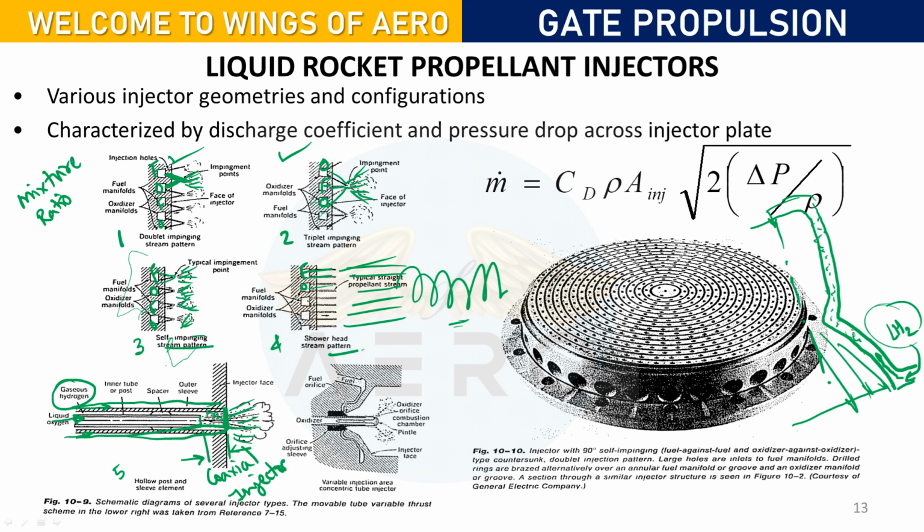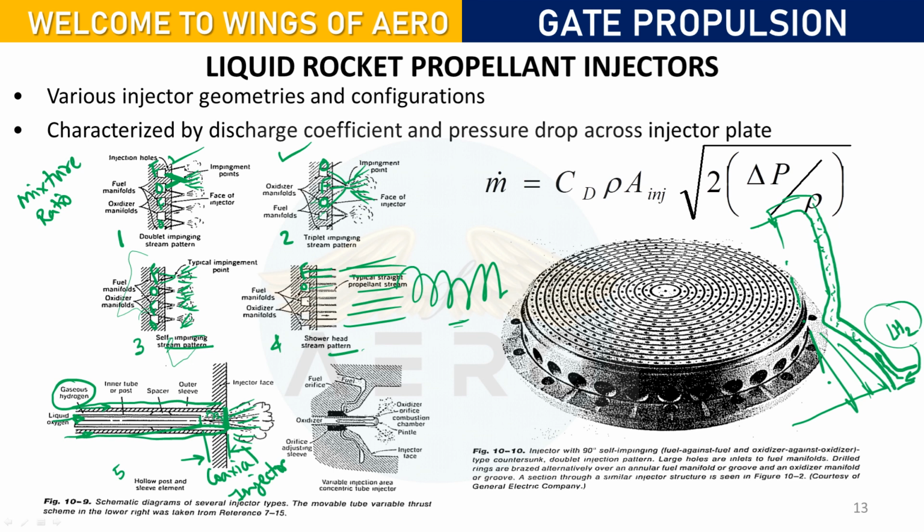Later it came to the practice of the shower head stream pattern. Shower head does very good mixing, but for that we need a very lengthy thrust chamber. If you have a very lengthy thrust chamber, the weight of the engine will also increase, so we need to compromise. This is one of the disadvantages of using the shower head stream pattern.